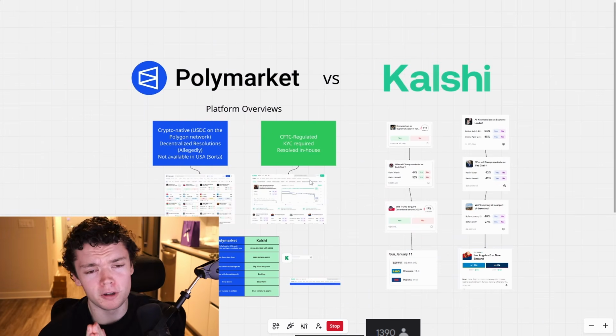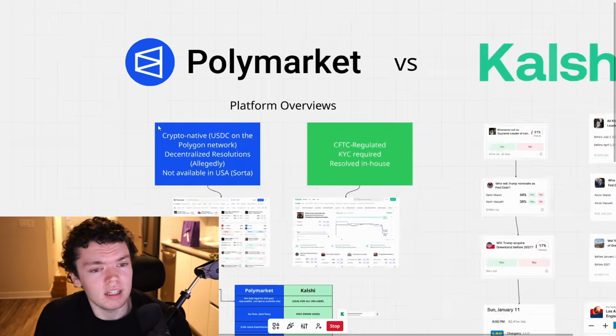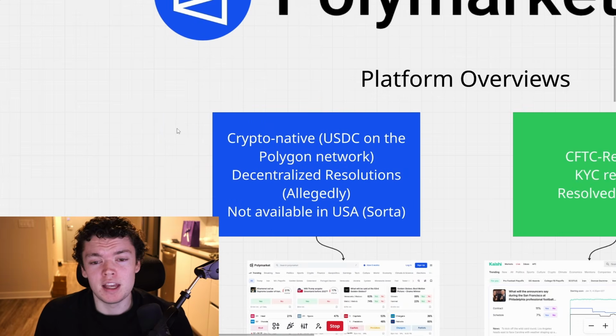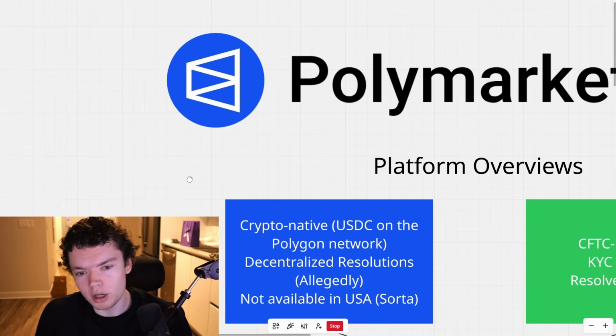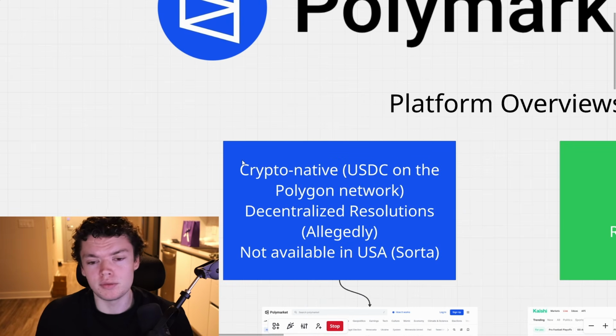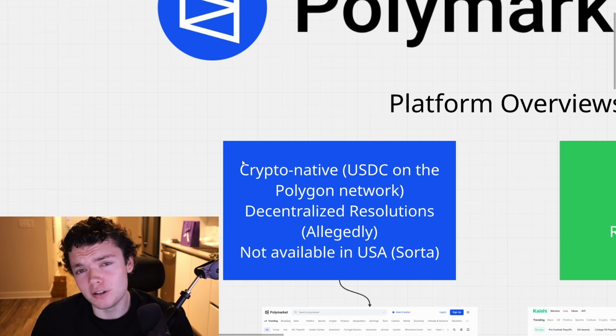Okay, we're going to go over all the different aspects of both, so you can decide what you want to use. Okay, Polymarket is crypto native, USDC on the Polygon network. It's decentralized resolutions, allegedly. They use a thing called UMA.